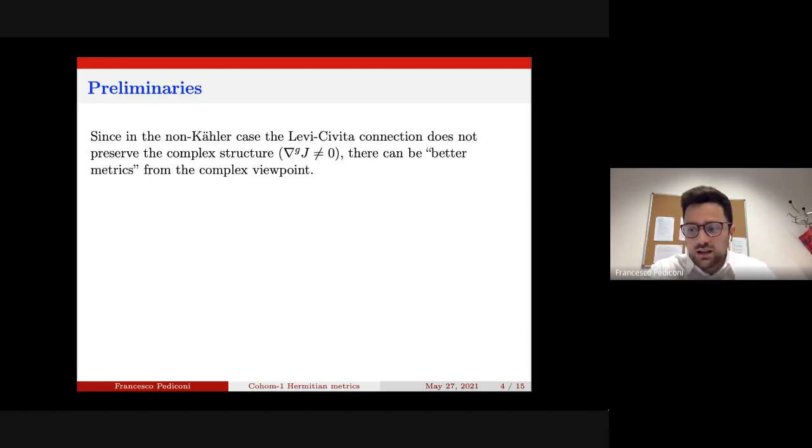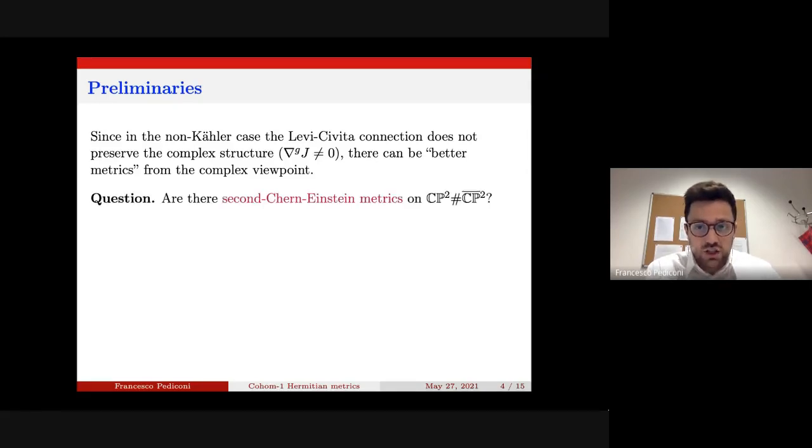So the idea is to look for other conditions which are like the analog of the Einstein matrix in Riemannian geometry in this non-Kähler Hermitian setting. One of these conditions is the so-called Second-Chern-Einstein condition. So I will tell you during the talk precisely what it means.